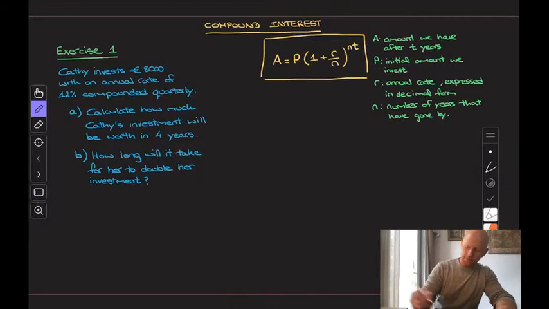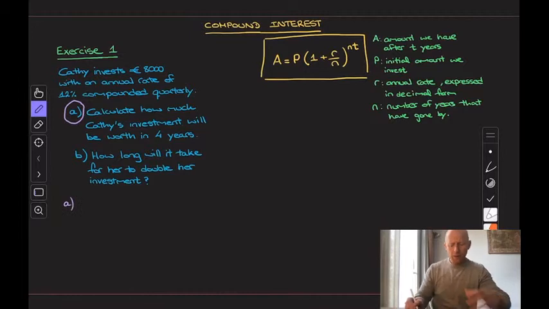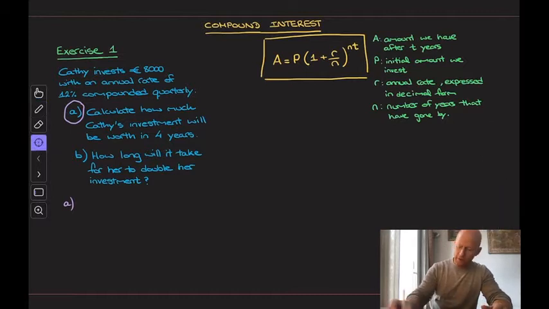I'll use a couple of different colors here. For question A, I'll use this color. Or actually, I'll do it at the bottom here. Question A. Now, we want to know how much Kathy's investment will be worth in 4 years' time, or after 4 years have gone by. So in this case, your immediate reflex has to be, okay, well, the variable that takes the time here is T, right?